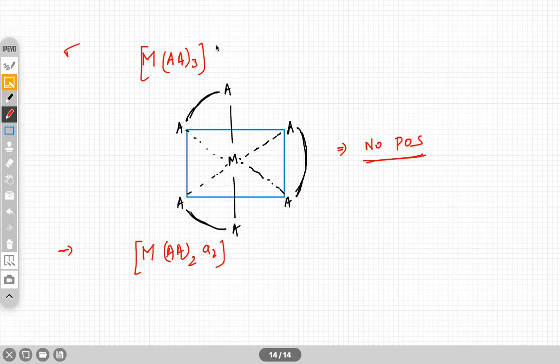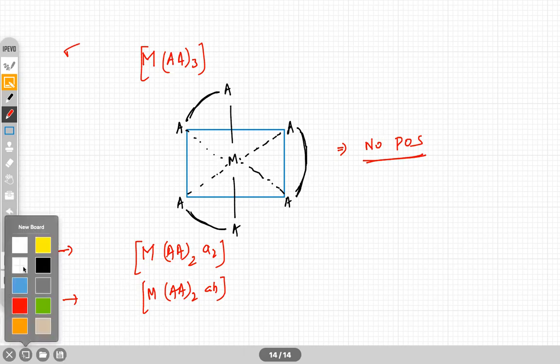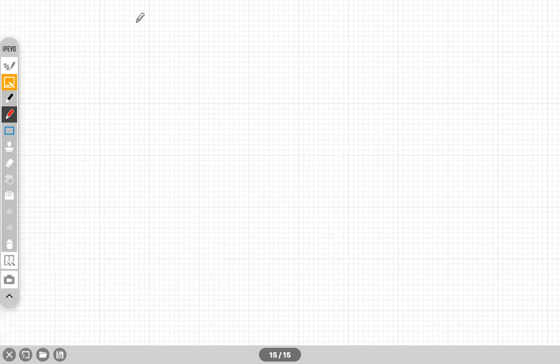Yes, sir. Okay. So this is the plane of symmetry here. All the examples, if you write down MA2B4 type here, or if you write down M(AA)2AB type here, all these are optically active because of this one. There's one example here, which is facial and meridional, MA3B3 type. This you have to memorize, okay?